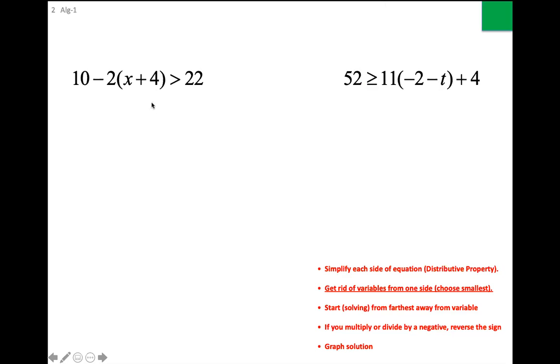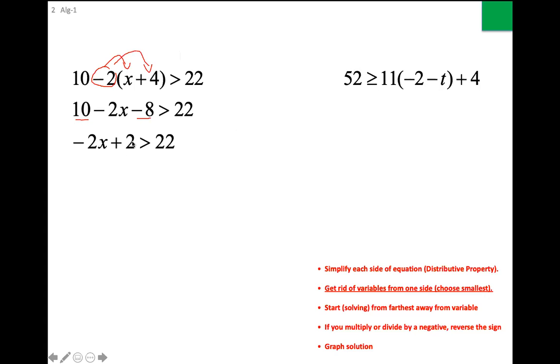All right, the one on the left, we're distributing a -2. So I'm distributing a -2. -2 times x is -2x. -2 times a +4, -8. Let's see, I can group together the 10 and the -8. 10 minus 8 is 2. 10 minus 8 is 2. You're like, well, why didn't you write 2 minus 2x? You could.